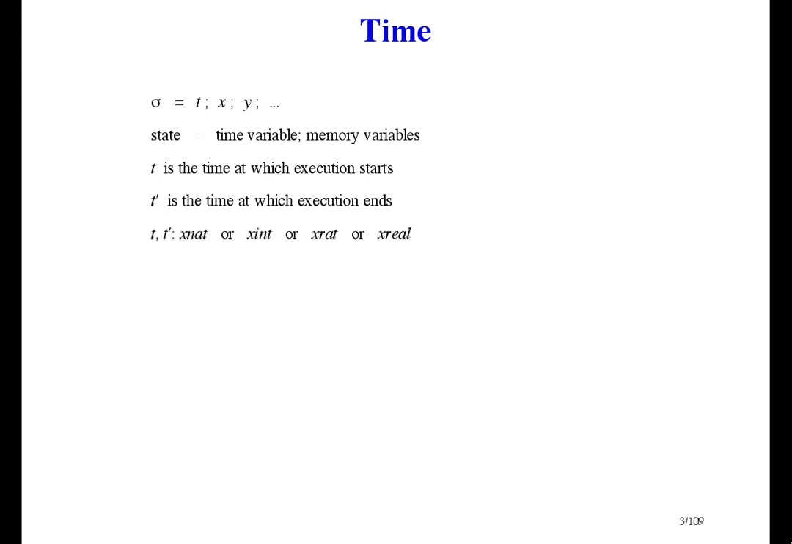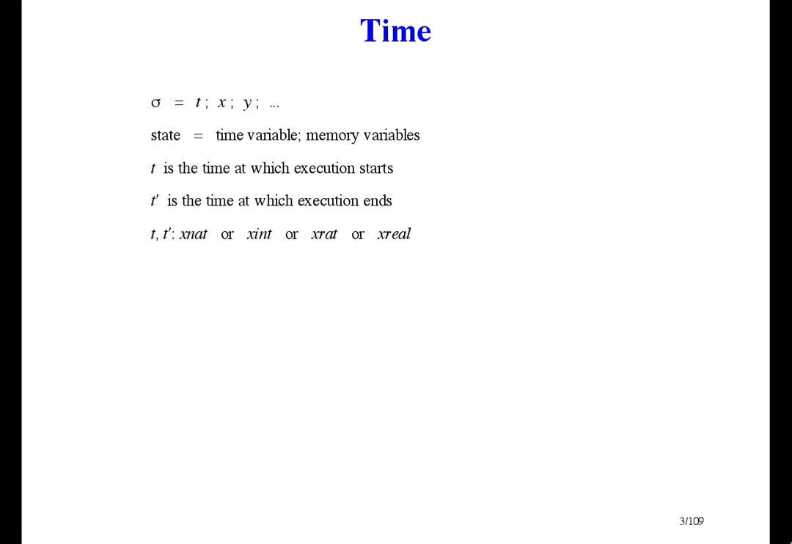The type of t and t prime could be xnat, the naturals extended with infinity, or xint, or xrat, or xreal. For some purposes we may want integer valued time, and for other purposes we may want real valued time.